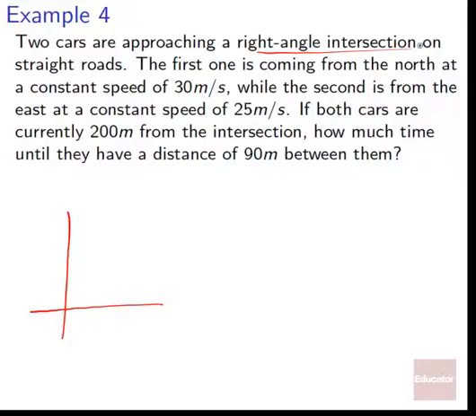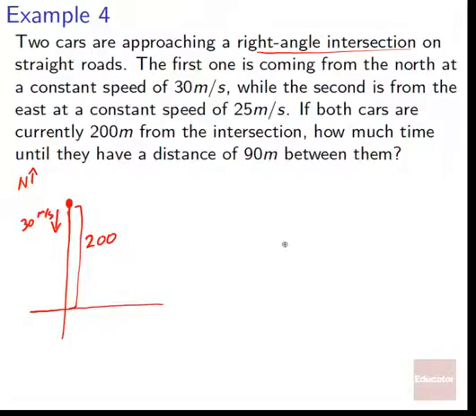Great. They're on straight roads, so we're guaranteed straight lines come out of it, so this makes sense. The first one is coming from the north. Well, let's put north as being this way. So this car is up here. It's coming from the north at a constant speed of 30 meters per second, so it's going down 30 meters per second. Where is it right now? We know it is 200 meters away at the start.